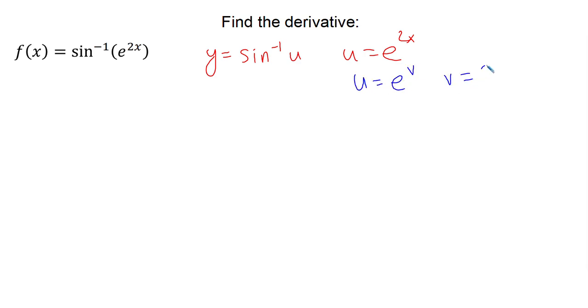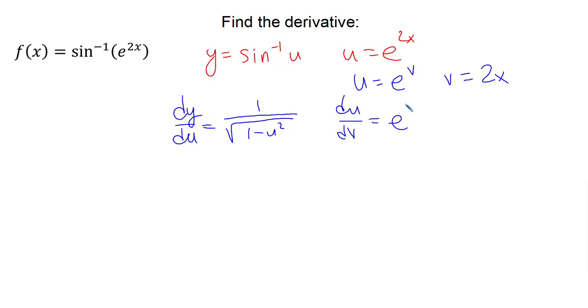We're going to have to say u is equal to e to the v, because it's e to a function, e to the 2x, where v is equal to 2x. So now we're going to have a chain rule within the chain rule. Our dy du is 1 over root 1 minus u squared. Our du dv is just e to the v, and our dv dx is just 2.